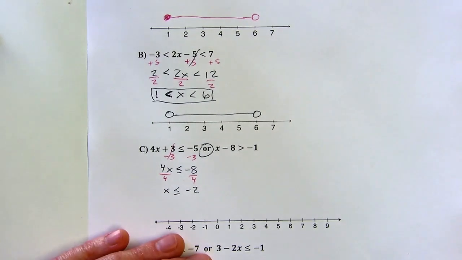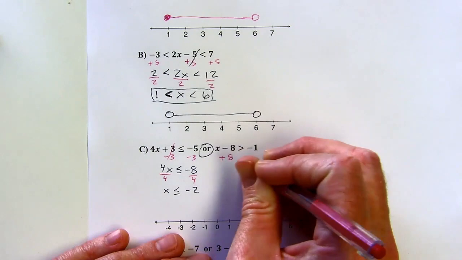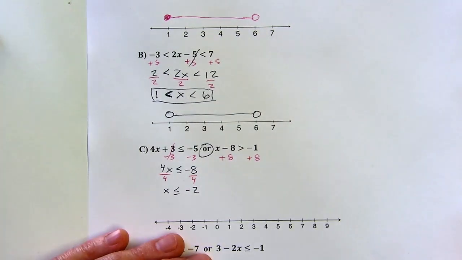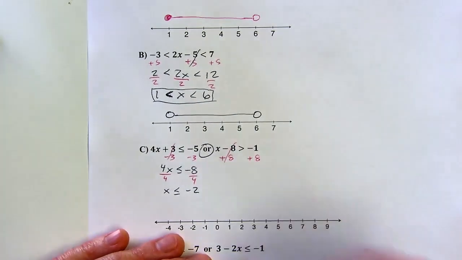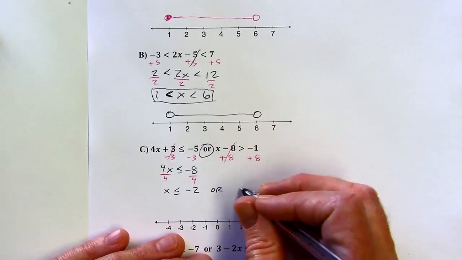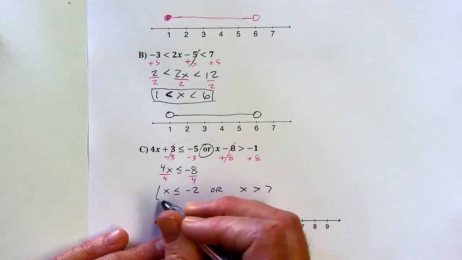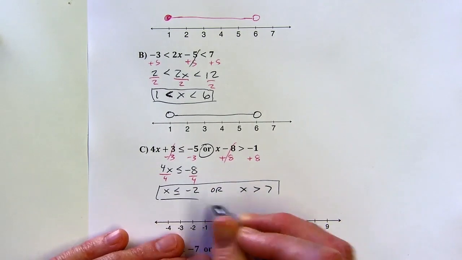On the other side, all I have to do is add 8 to isolate the x. Those cancel. And I'm just going to write it down here so that I can write or. So I'm left with x is greater than 7 over there. So this is my solution. And now I'm going to plot that.